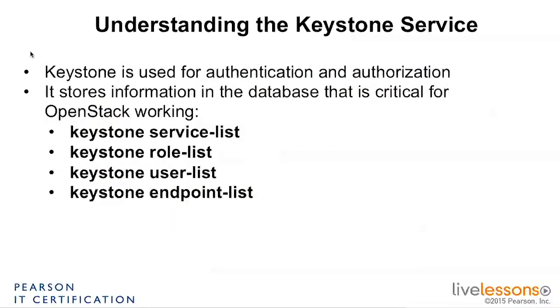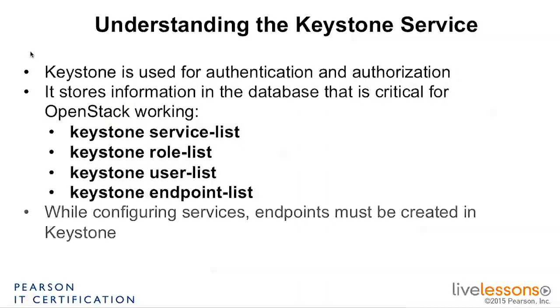These are some examples of the commands as we have just seen from the command line. While configuring services, endpoints must be created in Keystone. The endpoint is something very important to understand while working with services, because the endpoint basically is the URL that the service is using in order to connect to another service. So you should make sure that the right endpoint is included. And while working from the command line, keystone endpoint-list is going to help you finding those URLs.